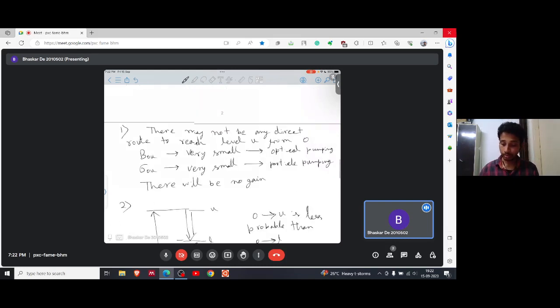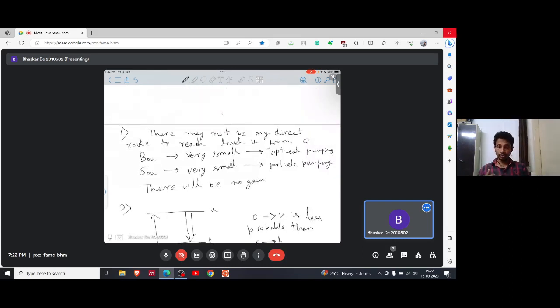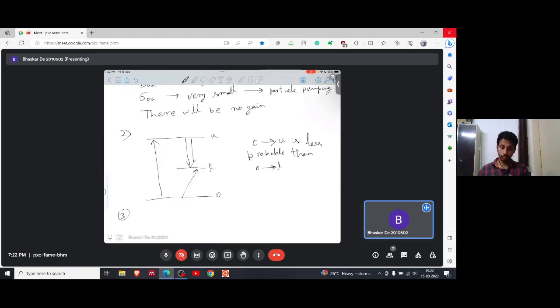Now here you can see that there might be no direct route to reach the level u from 0. There might be a direct route to reach level u from 0, but the chance of reaching l from 0 is larger than the chance of reaching u from 0. So from 0 to l is much more probable than 0 to u. So these two are the disadvantages.